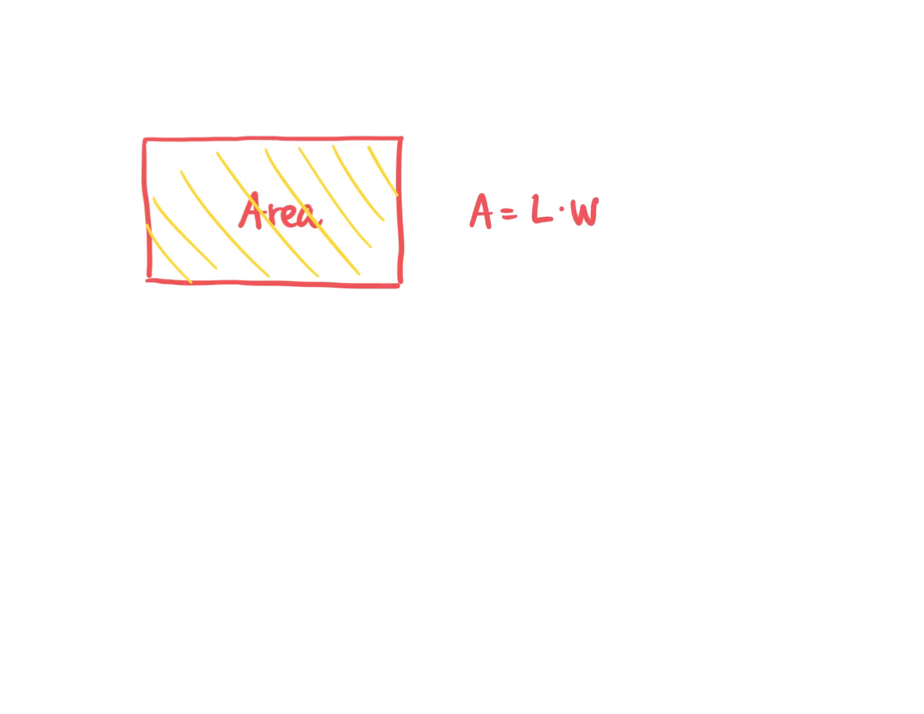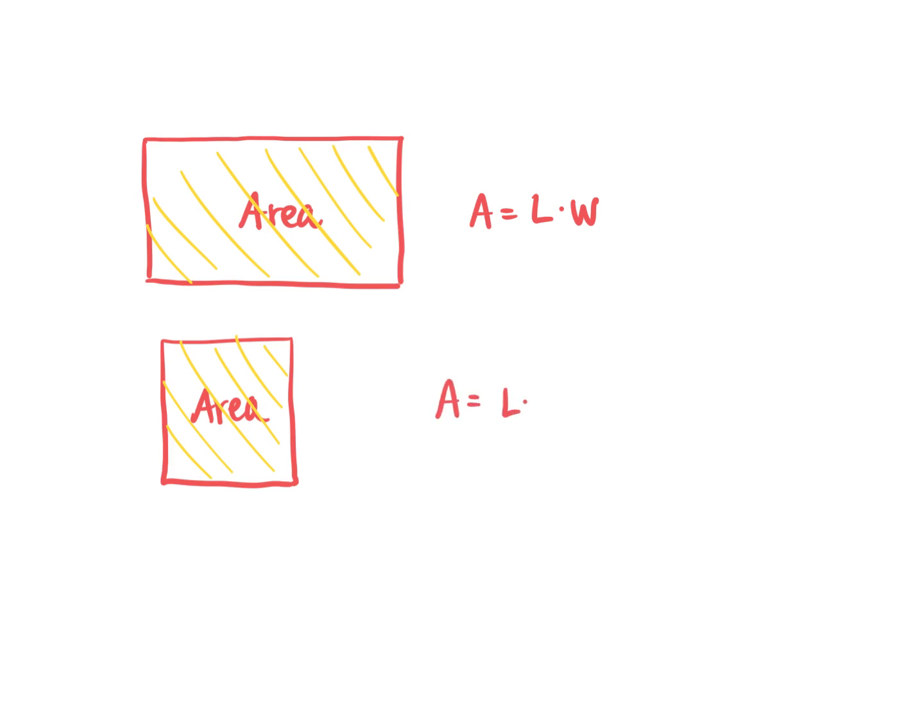You might also be asked about a square and the area for that. The area for a square is the same as the area for a rectangle. The area is still length times width. It works for both of them. But when you work out the length and the width in a square, they're both the same.